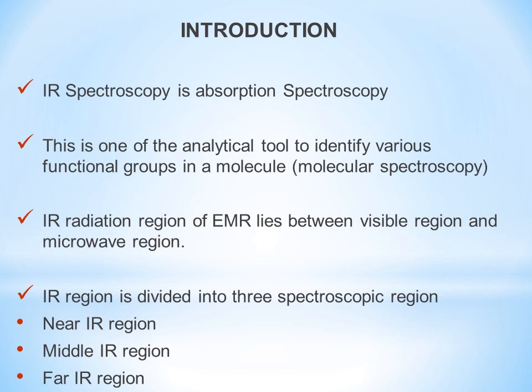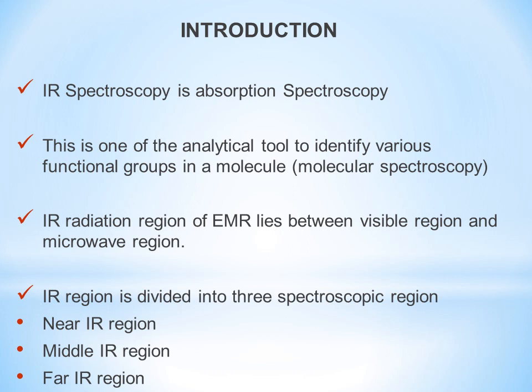Now we are going to move to the introduction of IR spectroscopy. IR spectroscopy is an absorption spectroscopy, meaning when a molecule is exposed to IR radiation, we can see an absorption phenomenon in the molecule. This is one of the analytical tools to study functional groups in a molecule, and we know very well functional groups are nothing but atoms or groups of atoms connected with each other with the help of bonds, and with the help of this tool we can identify functional characteristics in a molecule.